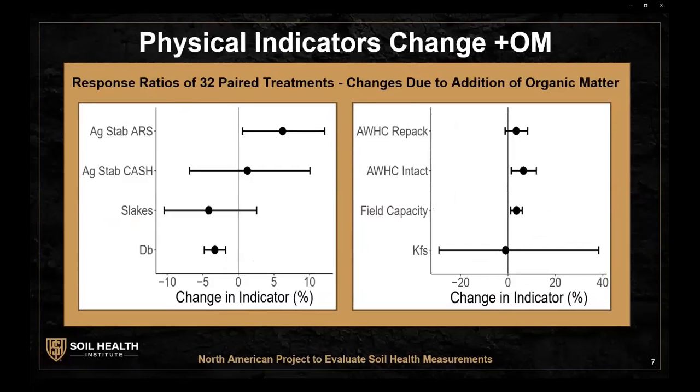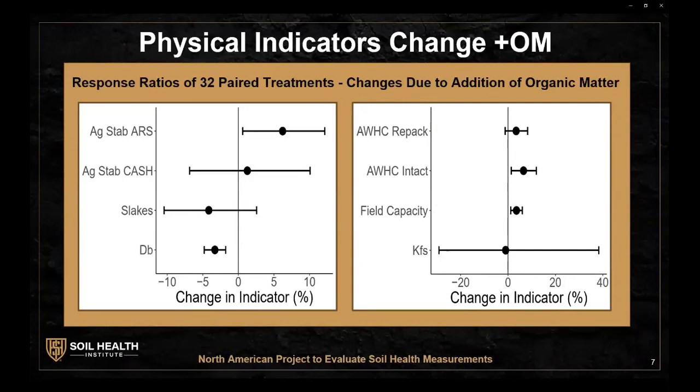A couple more of these response ratios. We tested just about every different indicator we had, and we tested every different kind of management practice using those response ratios. Here we're showing that measurements related to the physical structure and related to water did not have as consistent of a response to manure. So the methods matter. Here we see that the wet sieve aggregate stability procedure called AgStab ARS did show a change in stability, while the aggregate stability method in the CASH test and the phone app SLAKES did not show a significant difference. Bulk density did decrease with additions of organic matter.